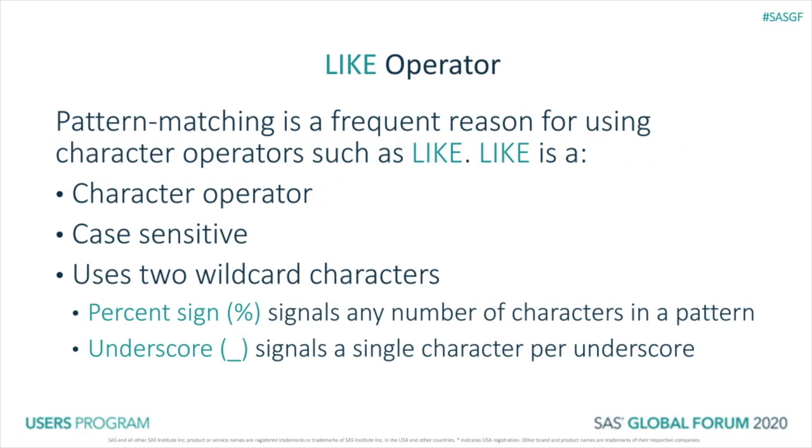Character operators are frequently used for pattern matching, that is, evaluating whether a variable value equals, does not equal, or sounds like a specified value or pattern. The LIKE operator is a case-sensitive character operator that employs two special wildcard characters to specify a pattern. The percent sign indicates any number of characters in a pattern, while the underscore indicates the presence of a single character per underscore in the pattern. The LIKE operator is akin to the grep utility available on Unix and Linux systems in terms of its ability to search strings with wildcards. Other functions, such as the PRX functions, the Perl regular expressions in SAS, also perform this function.